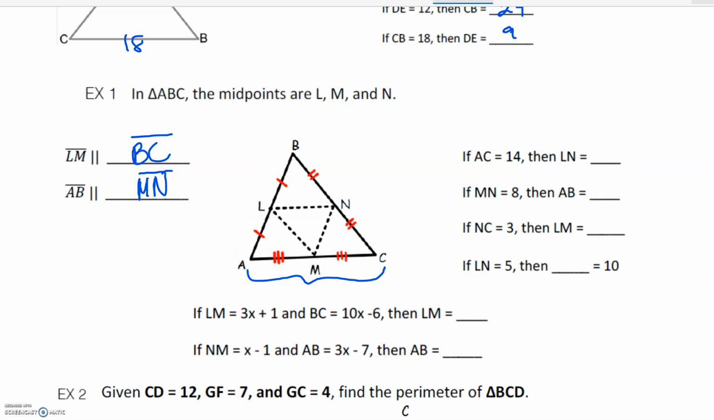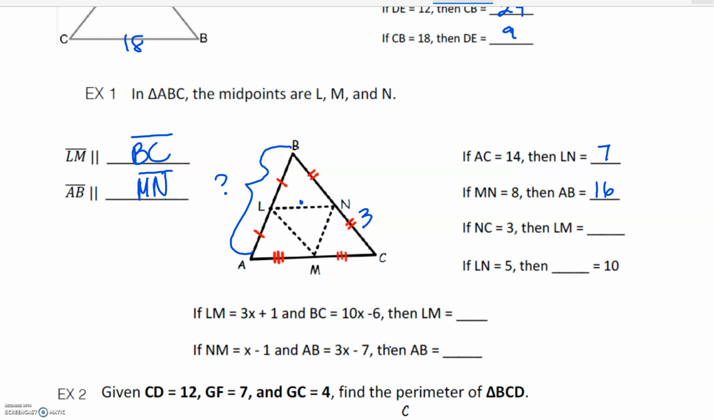AC, we know this whole right here is 14, so what is LN? Well, it's parallel, and we know that if it's the mid-segment here, it's half. So 14 divided by 2 would be 7. MN, this length here, is 8. So what is AB? It is double, so 16.